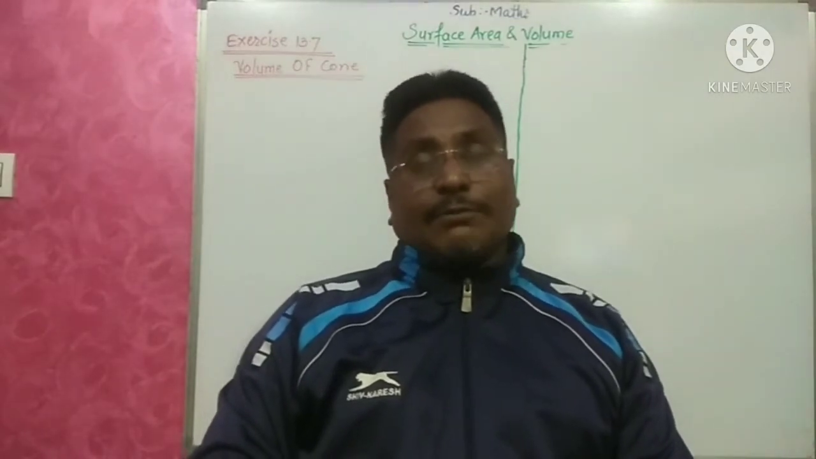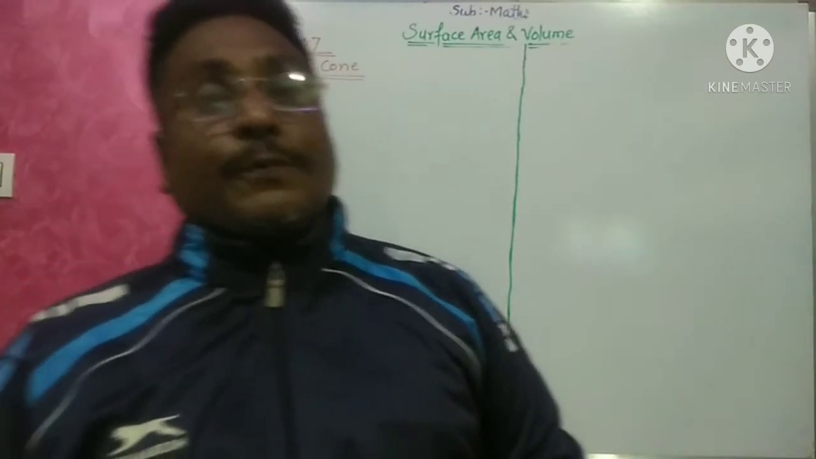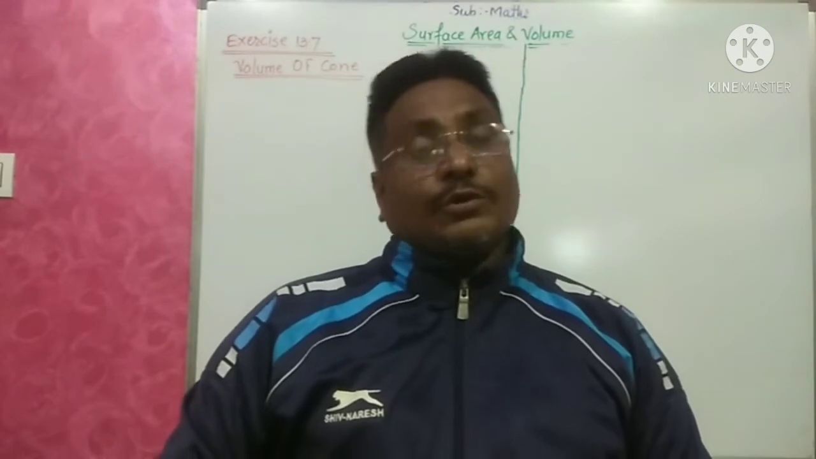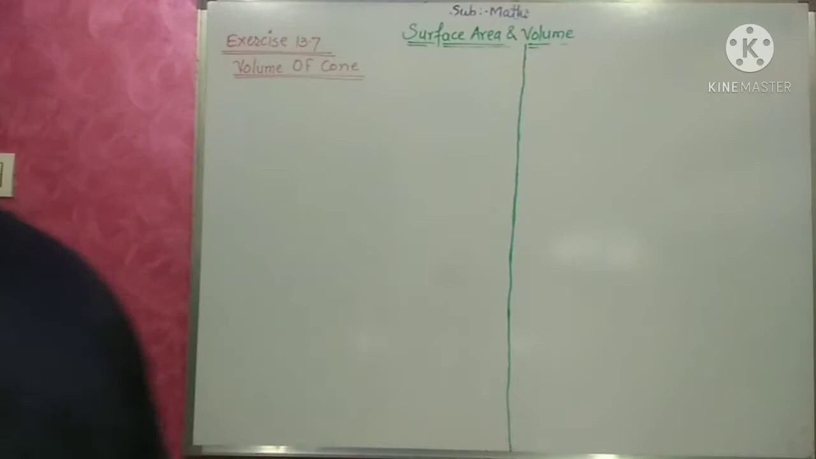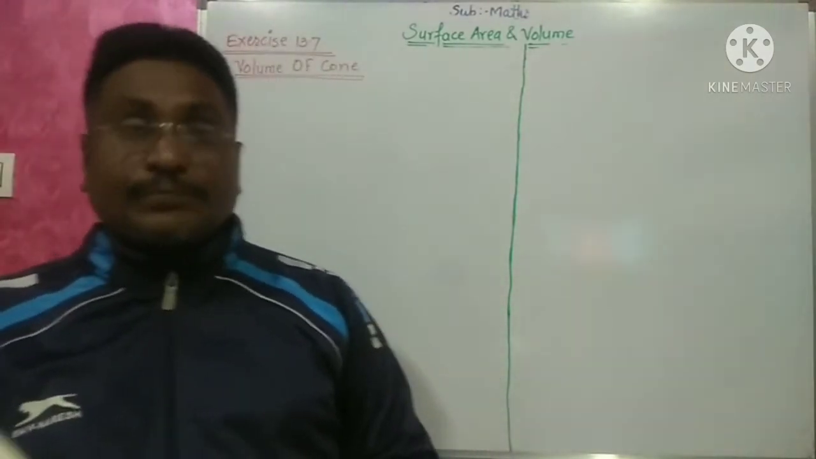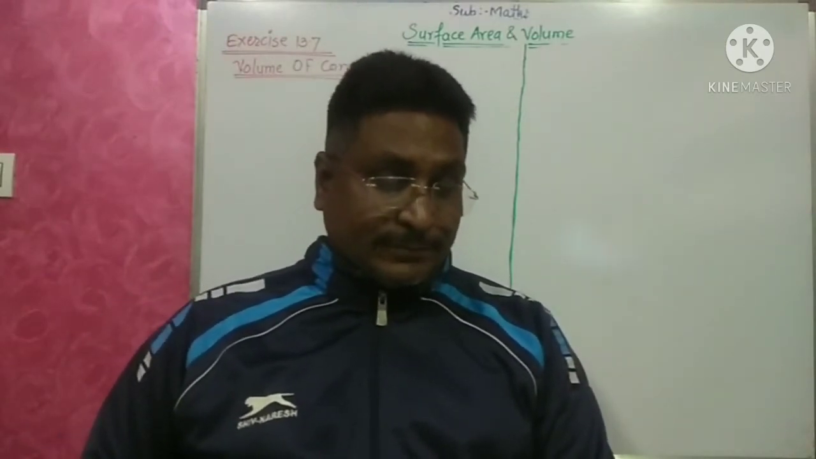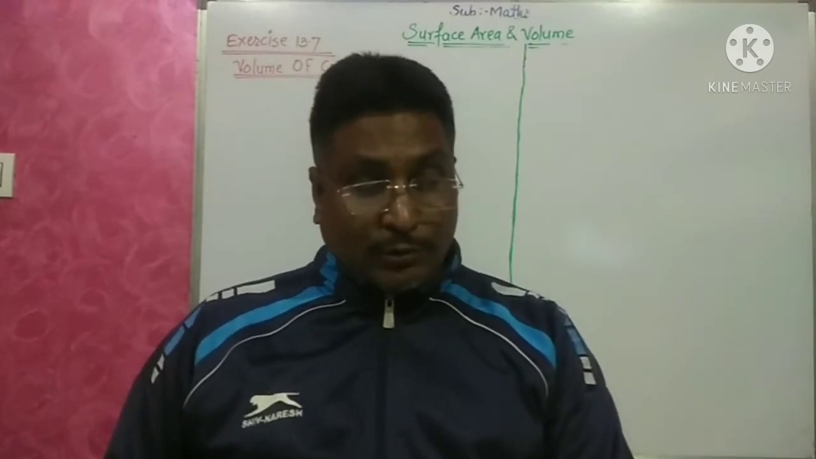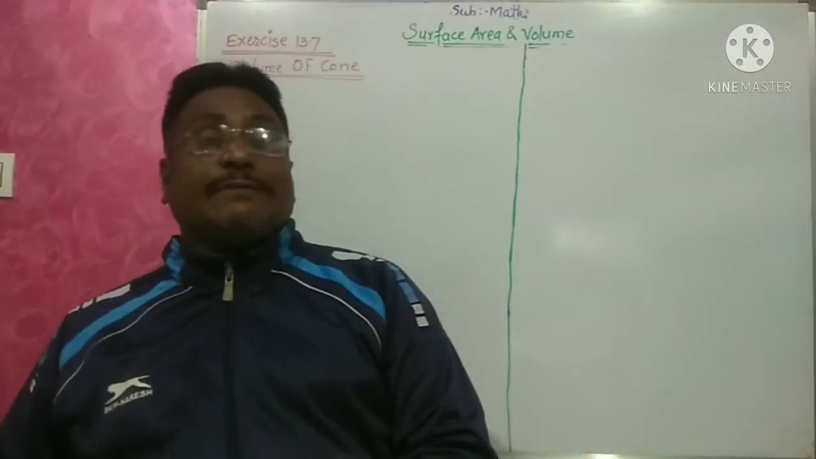I will not write the question. I will only write the question number from the textbook, so you can copy the questions from the textbook. Okay students, now the first question. Find the volume of right circular cone. Volume we have to find. Radius and height are given. Two questions are given in the first question. So hope you will solve, because the next question I will explain.